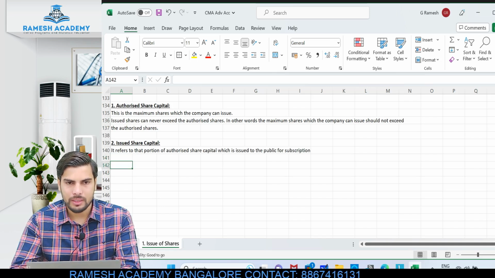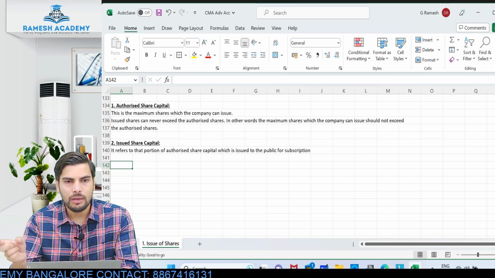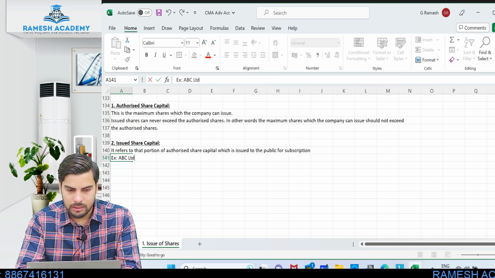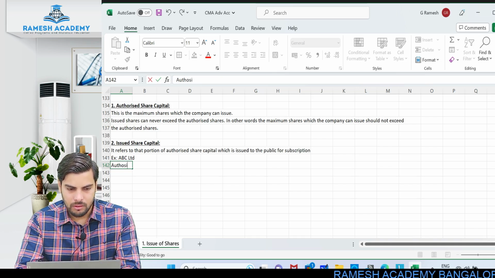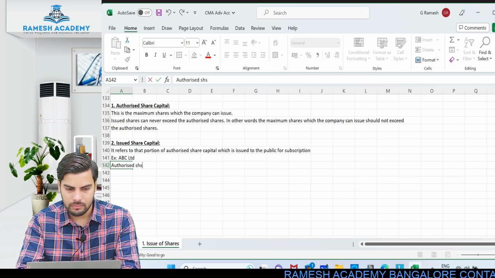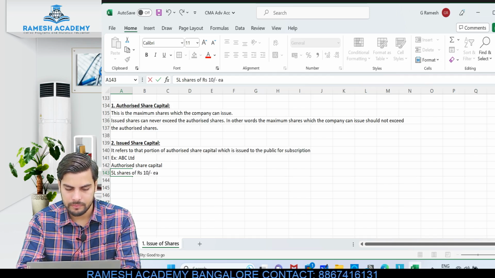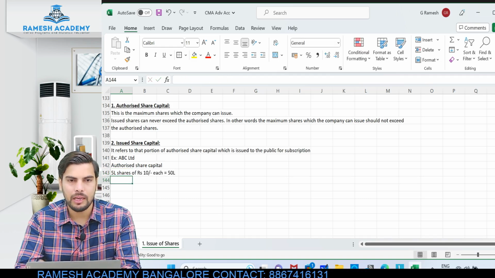Let me give you the same example. If the total authorized share capital of the company is, let's say, 50 lakh rupees, 5 lakh shares of rupees 10 each, and out of this, only 4 lakh shares have been issued, what will these 4 lakh shares be called? This would be called issued share capital. Let me write this. Let's say ABC Limited's authorized share capital is 5 lakh shares of rupees 10 each, which would be 50 lakhs. So 50 lakh is the authorized share capital.